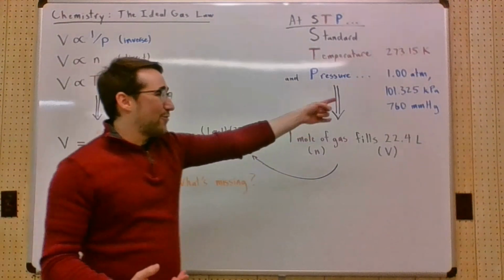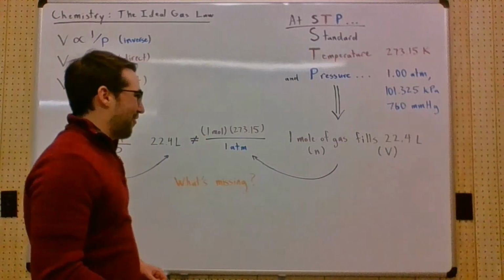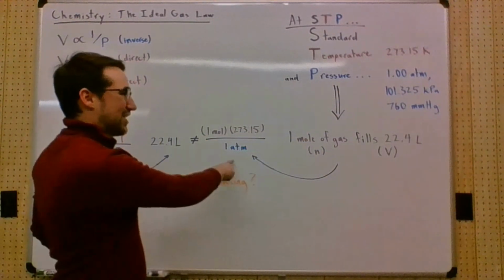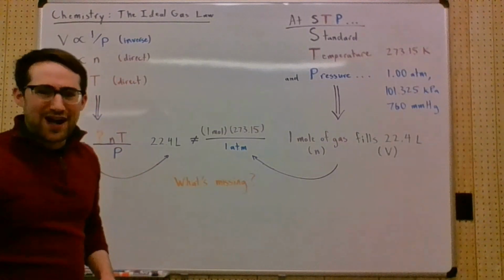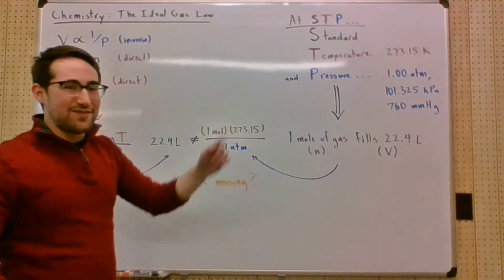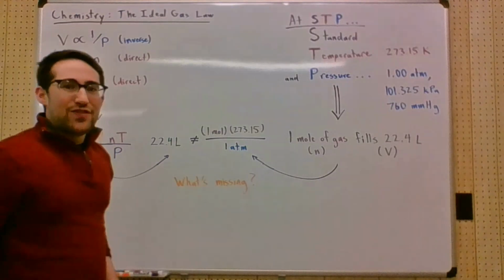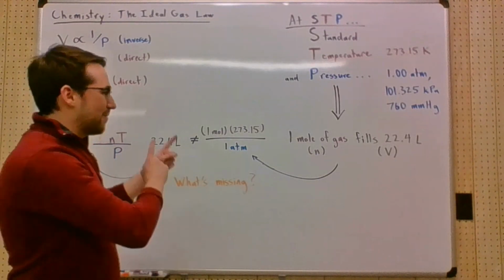Since we can use different pressure units for standard pressure, I could try switching in. Maybe it works for kPa. You plug in 101.325? No. You try 760 mmHg? There's something missing from this equation.